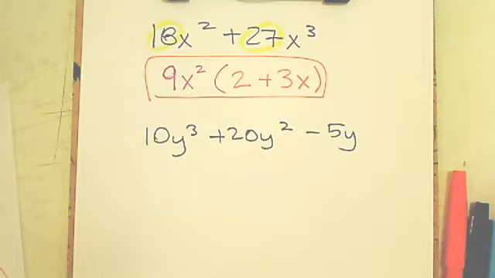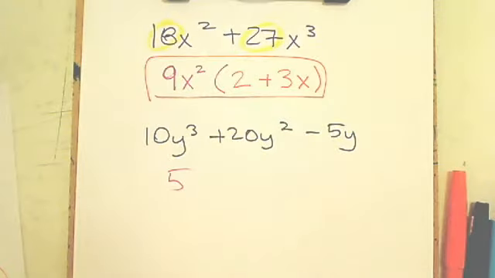With your y, what can you take out? Good. Is this right? Yes. Good. Okay, kids. The GCF of 10, 20, and 5 is 5.